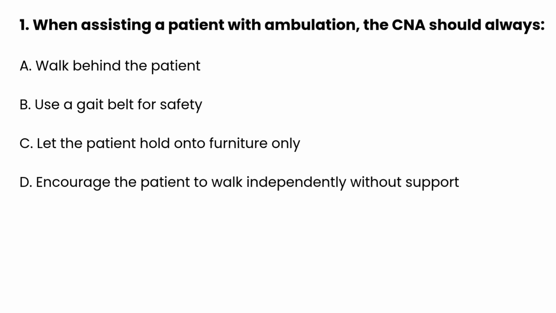1. When assisting a patient with ambulation, the CNA should always: A. Walk behind the patient. B. Use a gait belt for safety. C. Let the patient hold onto furniture only. D. Encourage the patient to walk independently without support.